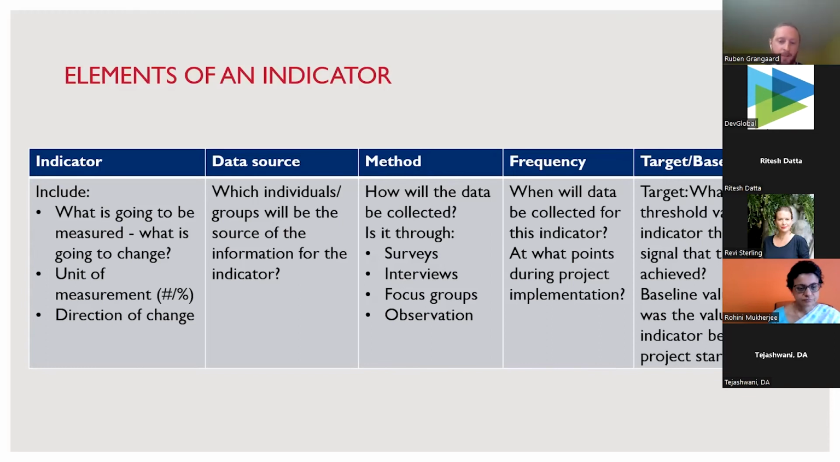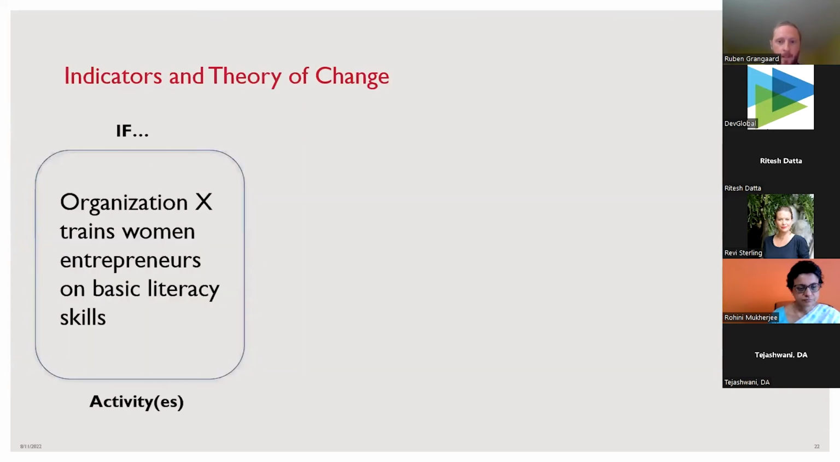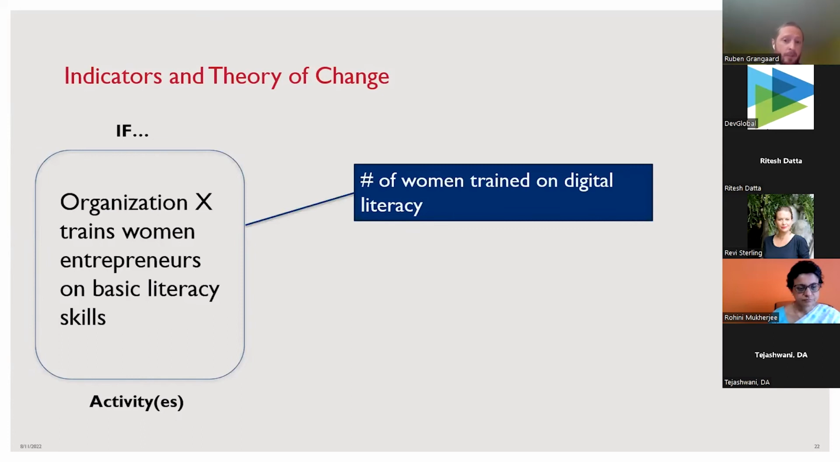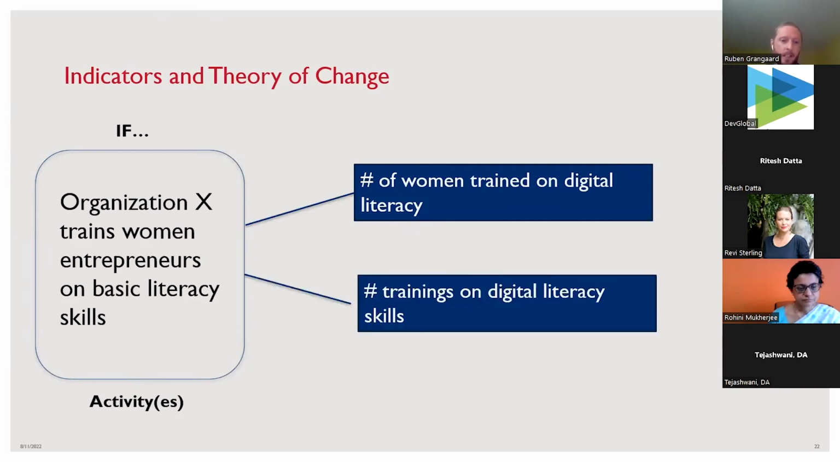And then you're oftentimes also asked for a baseline value of your indicator. Again, this is before your program starts. What is the value of the indicator at that point? So let's just look a little bit at how indicators and theories of change are connected. And we're going to go back to our very, very basic example, right? So this again is our activity here. Organization X is planning to train women entrepreneurs on basic literacy skills. And indicators for that could be number of women trained on digital literacy. It could be number of trainings on digital literacy skills. Both are equally valuable and perhaps can both be included in the MEL plan, right?